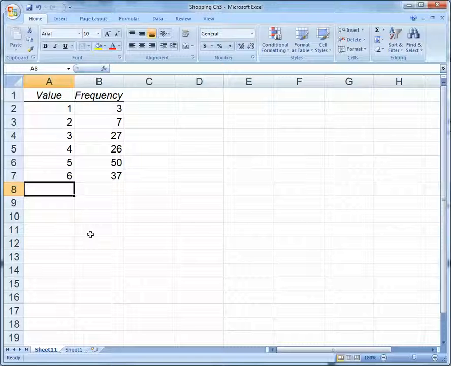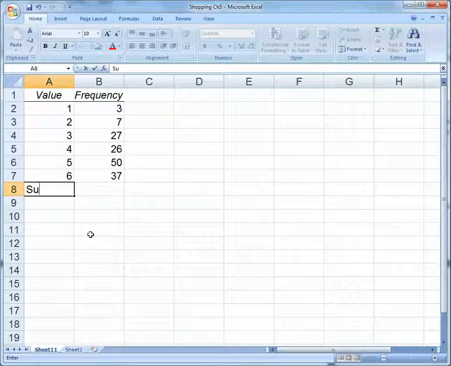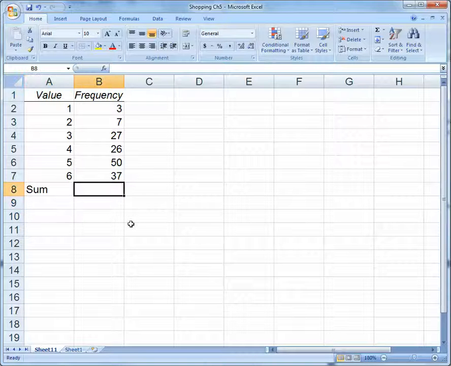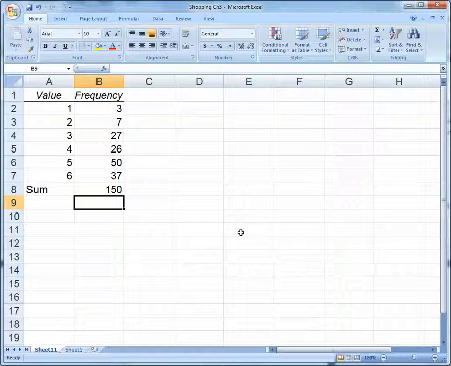Okay, I know I'm going to need a sum of these frequencies. And so let's see, how many is that going to be? Can you tell me? Well, you should know. Remember, these are all the different survey responses. So if we simply sum those up, we should get how many? That's right, 150 respondents. And sure enough, there are.